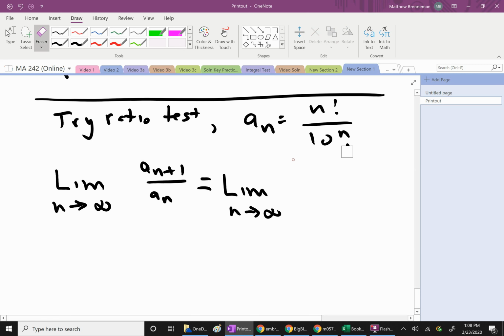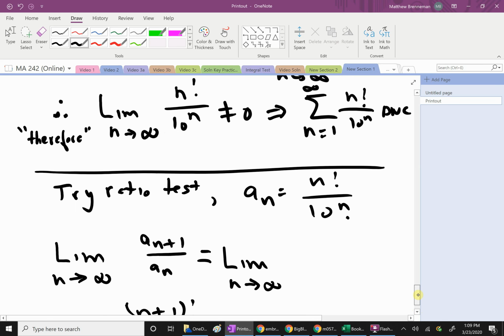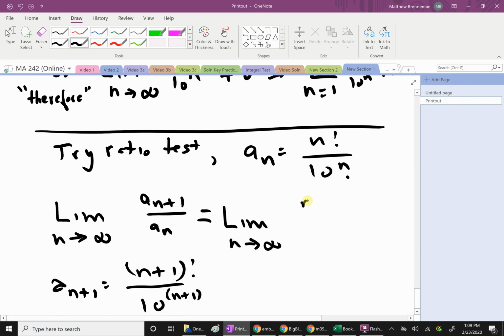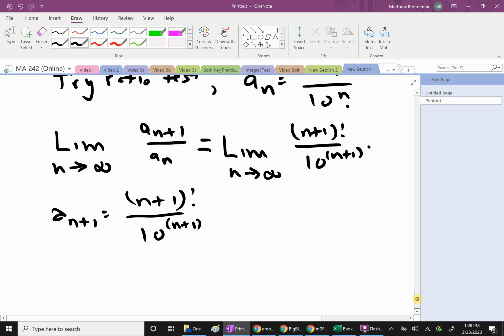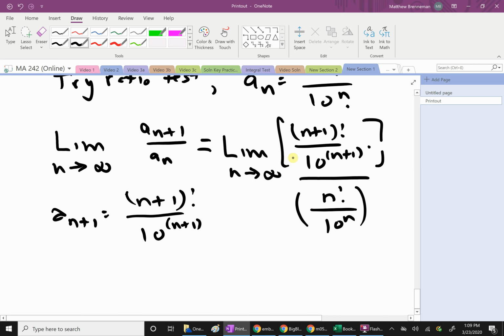So here's what I claim, and I'm going to leave this for you to think about a little bit: a_(n+1) is equal to (n plus 1) factorial over 10 to the n plus 1. Instead of substituting n, I substitute n plus 1, right? So I'm going to substitute these in. This is going to be (n plus 1) factorial over 10 raised to the n plus 1 power, divided by a_n, which is n factorial divided by 10 to the nth. This is my a_(n+1), and that's my a_n.